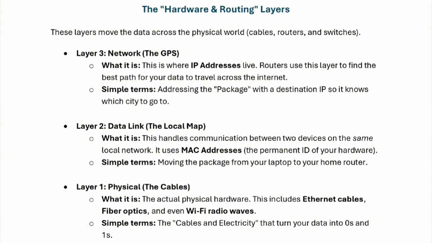In layer 3, it is where IP addresses live. Routers use this layer to find the best path for data to travel across the internet. After your data has traveled from the physical layer, the cables, it is assigned MAC addresses. Then the data is assigned the IP addresses to travel to the destination. Layer 3 knows the best, easiest or quickest path for the data to travel.